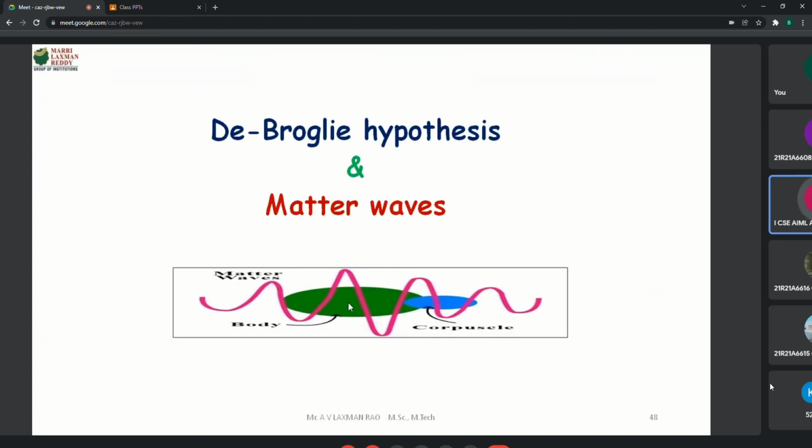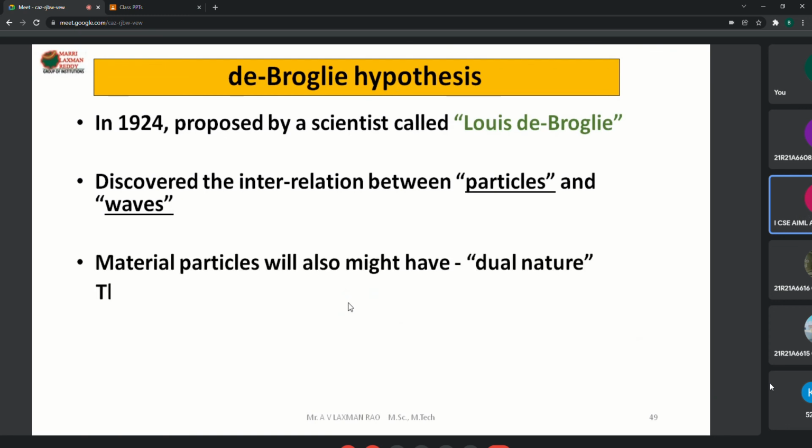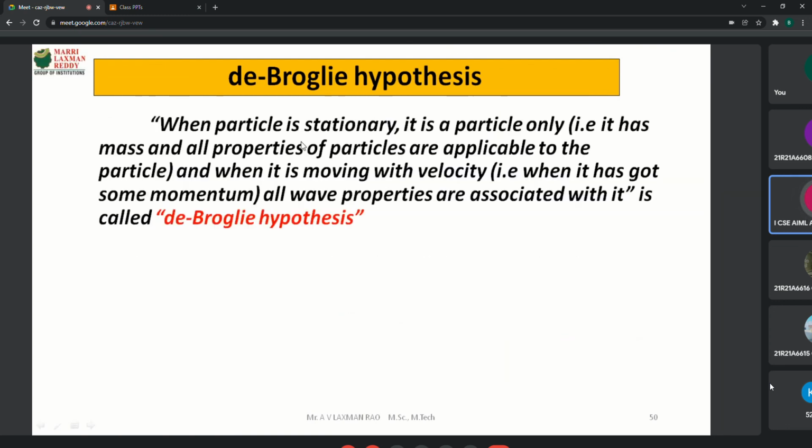De Broglie hypothesis, as I told you, a long answer question can be expected. Okay, de Broglie expression, whatever is there, this is de Broglie hypothesis. When a material particle is stationary, it is just a particle only. When the same particle is moving, material particles like electron, proton, and atom, when they are moving, then they will move like a wave.